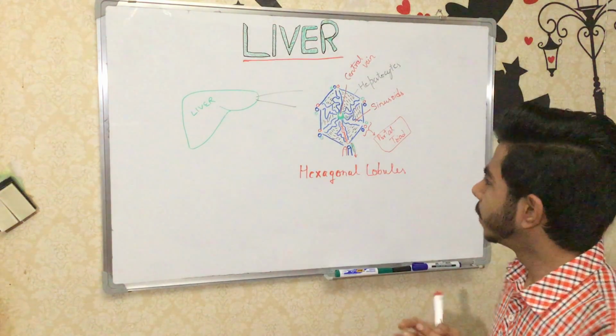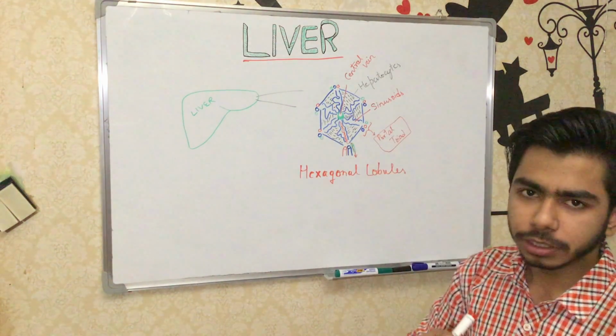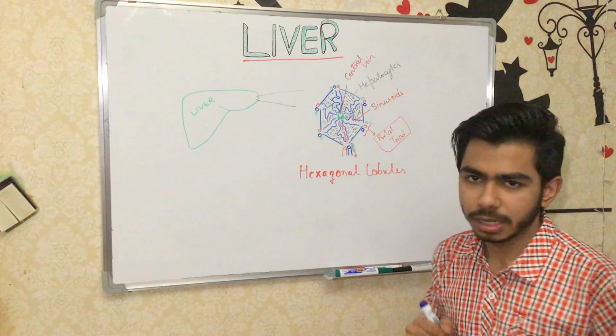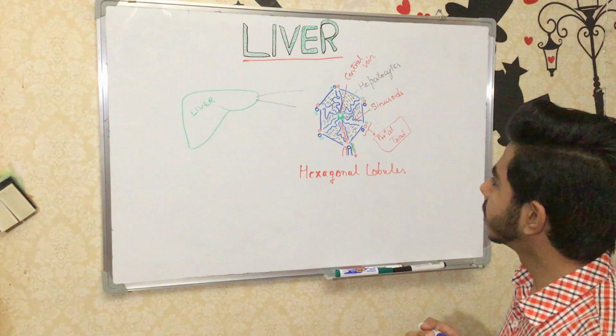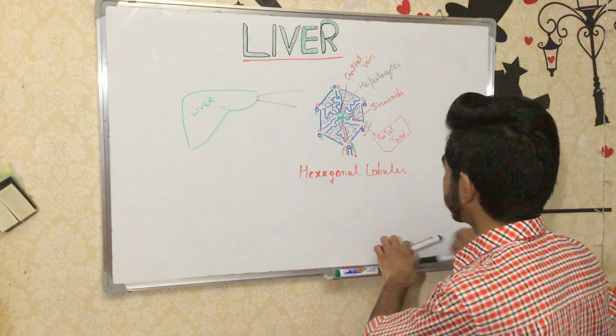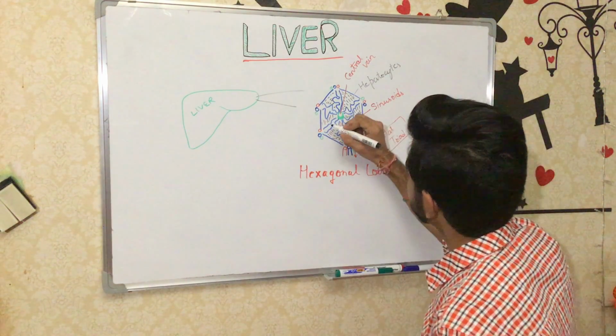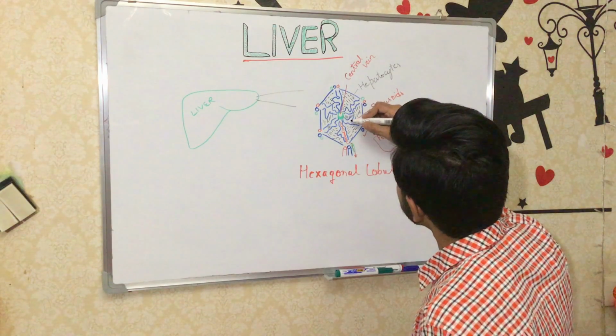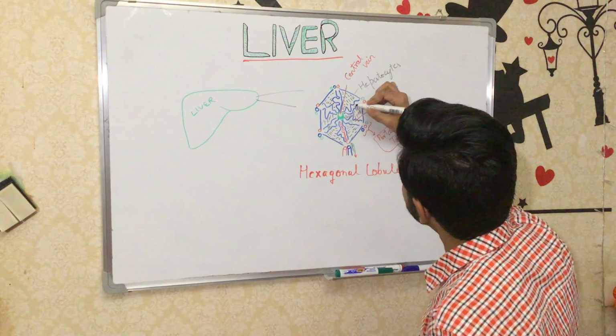And remember that between these sinusoids the macrophages are present, and macrophages inside the liver are called Kupffer cells. So for example, these are some macrophages over here.